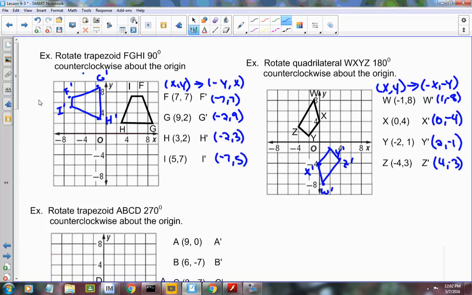And something that you might want to do, if you're trying to identify what's happening, always look at what's happening from the W to the W prime. Kind of look at it like that. Sometimes that's helpful. All right.